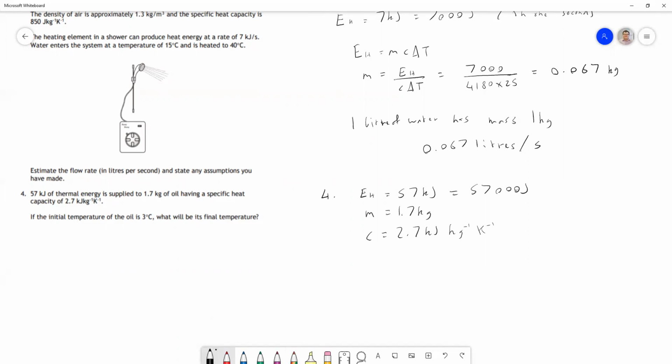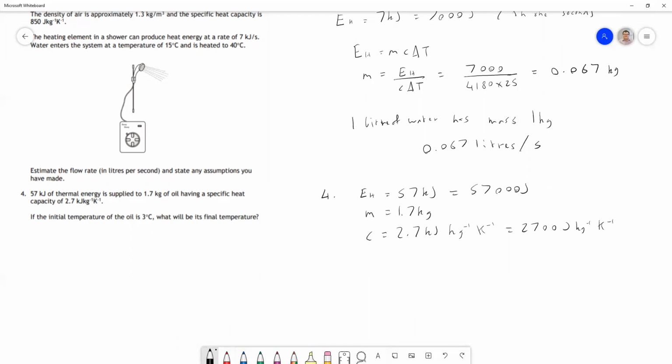Now again, watch out for kilojoules. We need to convert this as well. So this is going to be 2,700 joules per kilogram per degree Kelvin.